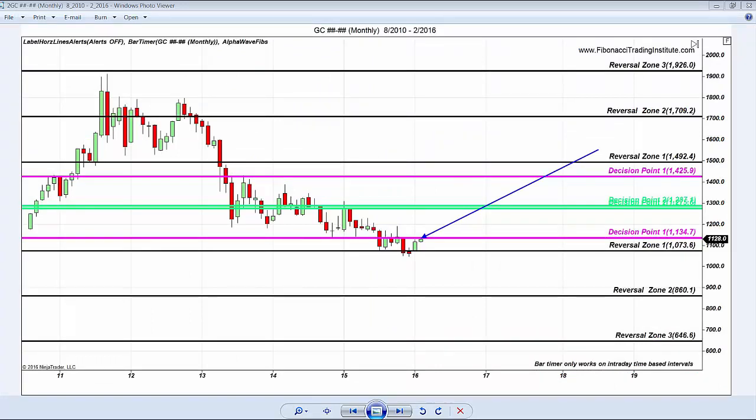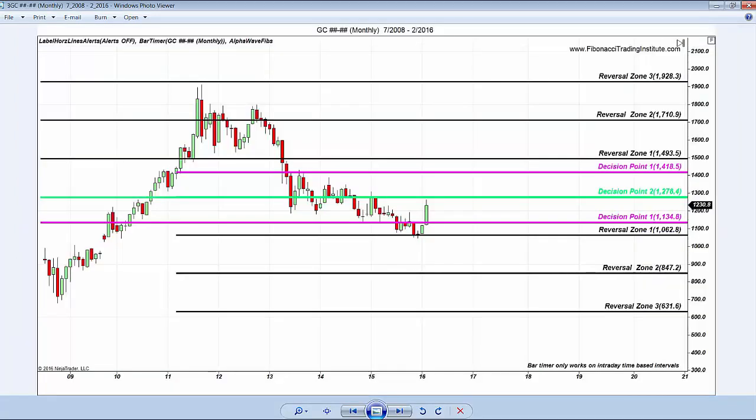Walking down memory lane as we're monitoring S&P frozen at decision point 2. This is a chart on gold from the trading room, February 2016. This is what gold had done next. It reached decision point 2. Should not be surprised. Where did the gold reverse from? Reversal zone.